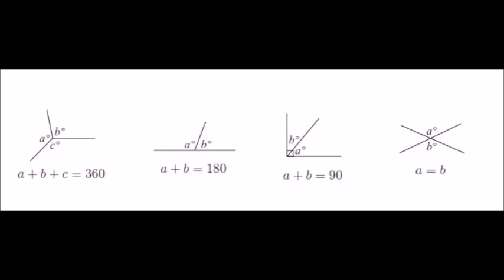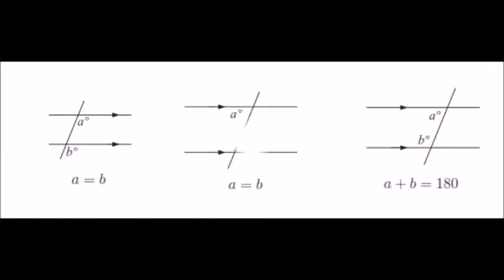Adjacent angles in a right angle. As we can see, they are complementary. That is, A plus B equals 90. And vertically opposite angles, which are always equal. A equals B.